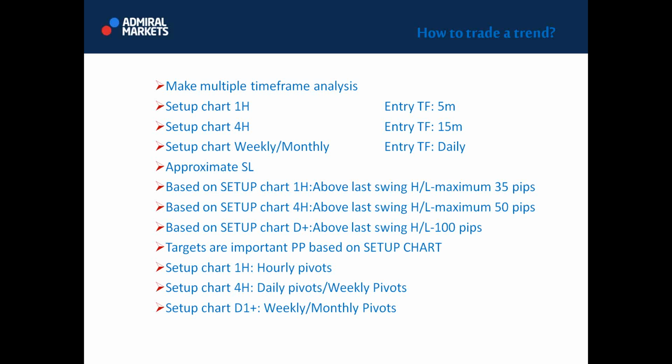Based on setup chart 1 hour, we place our stop loss above the last swing high or low, and maximum 35 pips. That is the dead stop, guys. If you are scalping, then on setup chart of 1 hour and entry time frame 5 minutes, you need to have in mind that that is the maximum of maximum stop losses. Usually your stop loss will be in between 15 and 25 pips. But sometimes we just need to place it around 35 pips. I'm talking now about approximate figures.